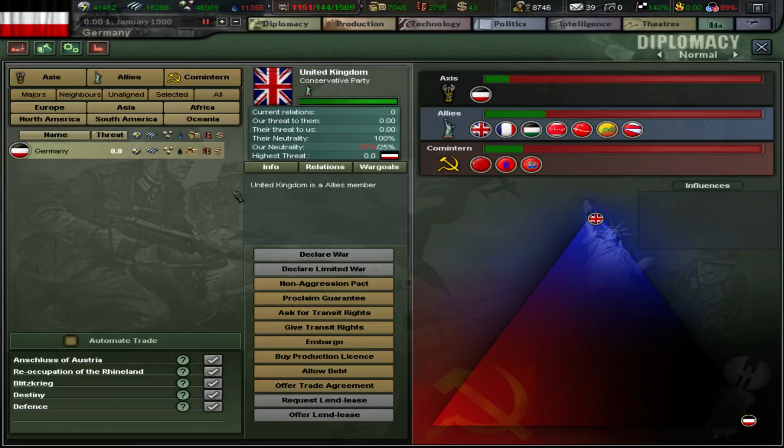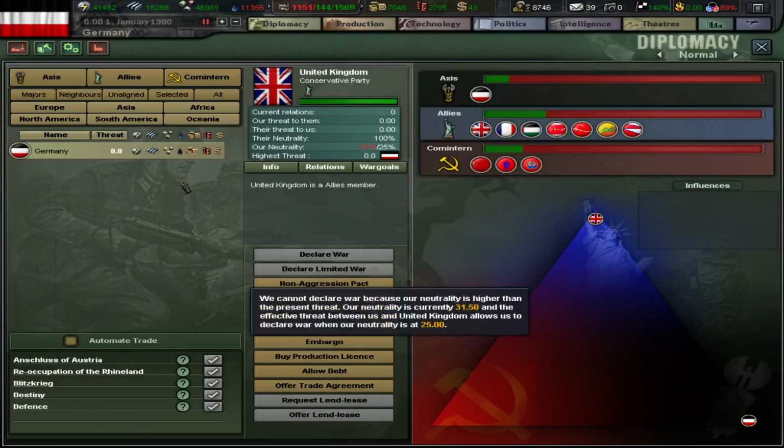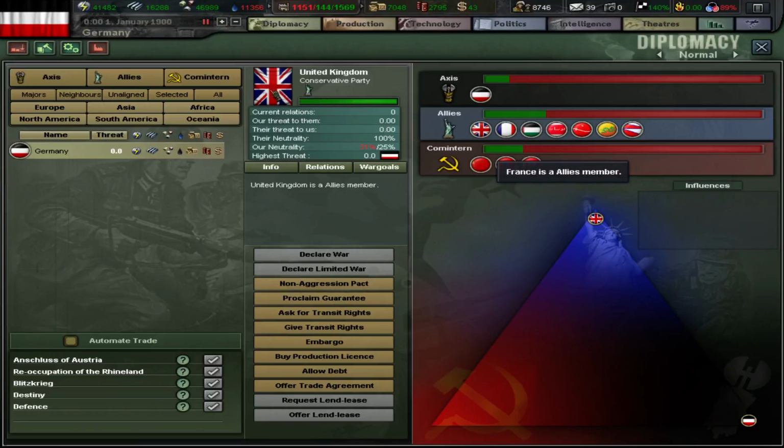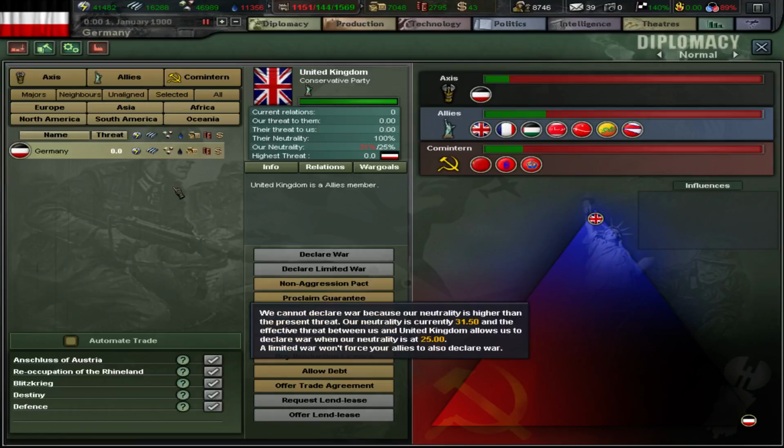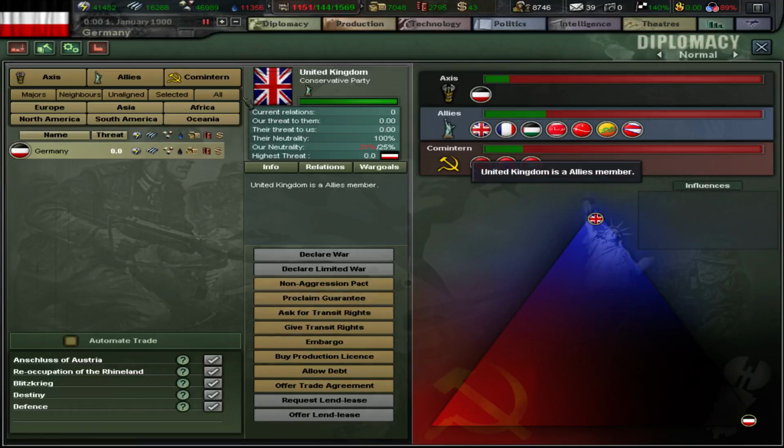So, playing as the Axis, we decide to declare war on Poland. Actually, we'll go with England. England decides to declare war on us. They can do one of two things. One, they can just declare war outright, and every country here will join in on the fight. Or they can declare a limited war, and it's just them and us, and that's it.